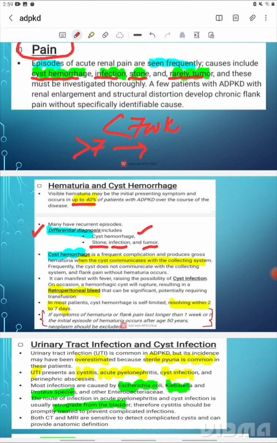When there is visible hematuria, you should think about whether the cyst is communicating with the collecting ducts, which can result in gross hematuria. But if it's not the case, it can present with microhematuria. Even retroperitoneal hemorrhage is a potential emergency in ADPKD. As I said, most cyst hemorrhages resolve within 2 to 7 days. But if it's longer and the age is greater than 50, you should exclude neoplasm.